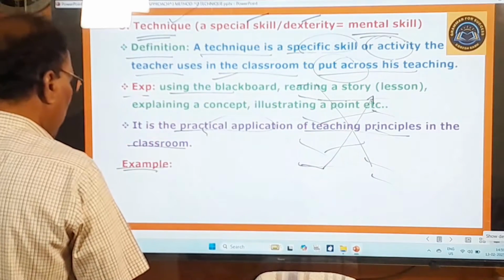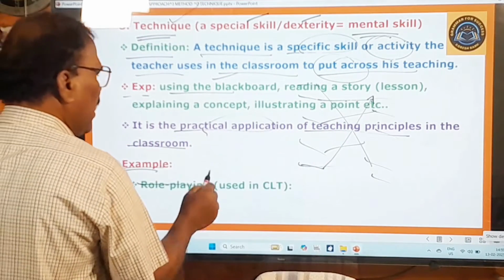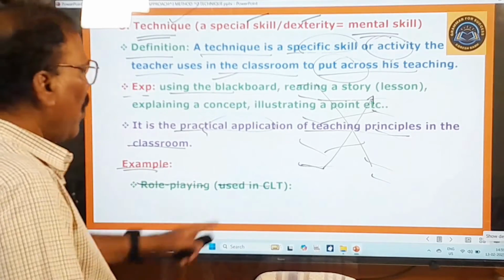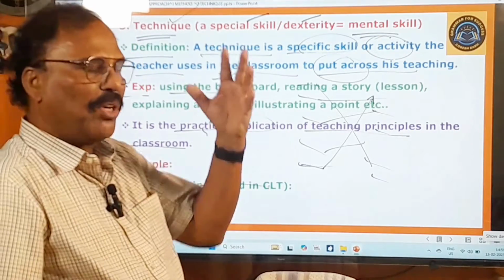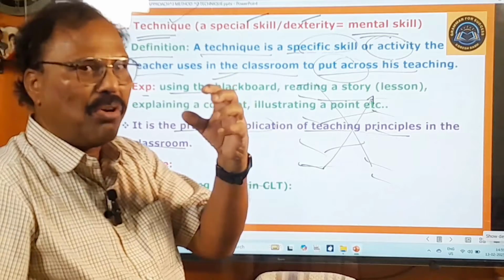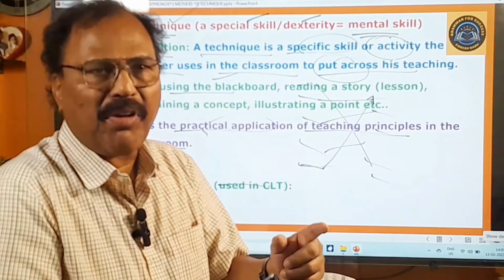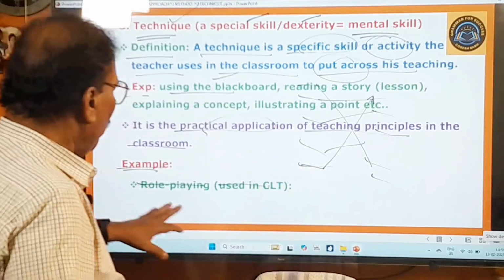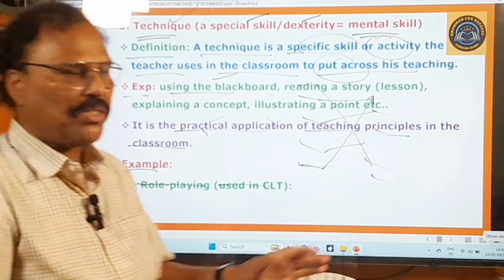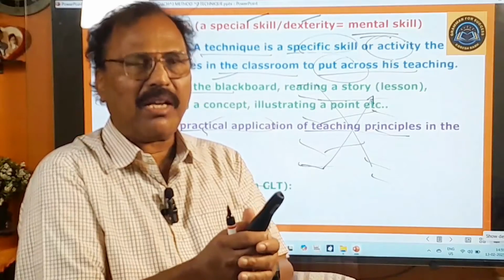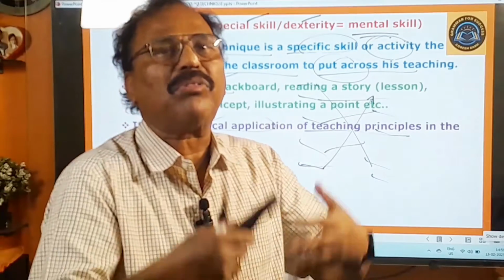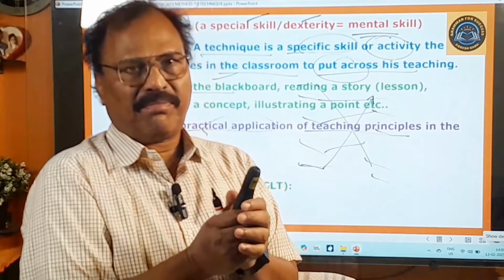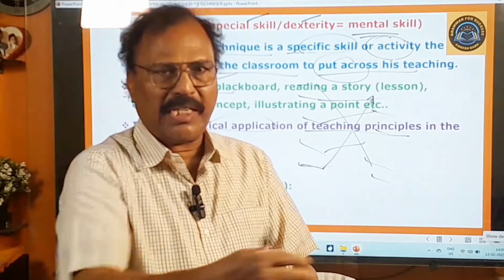One example, what is that? Role playing is there. That is used in CLT, communicative language teaching. The communicative language teaching approach will give top priority to real life activities. So real life means some role play must be there. Role play means 2 students or 3 students will come together and they will play the role. They act out the roles of some situation. 2 students will be seated at a table.